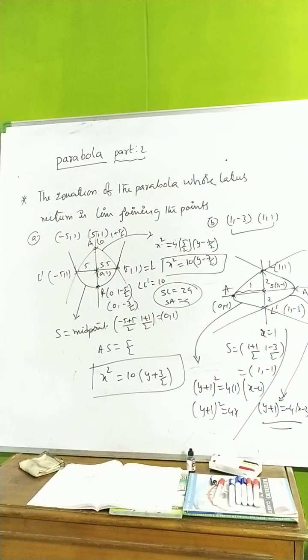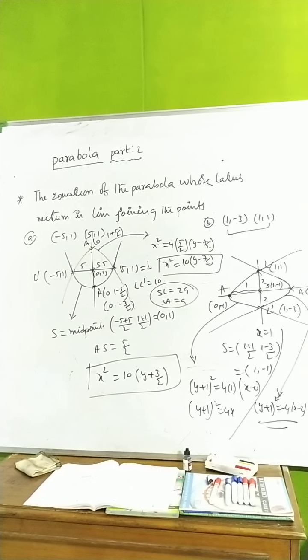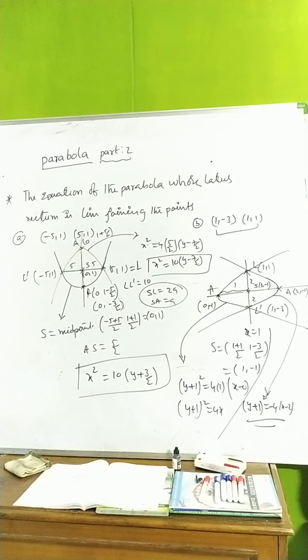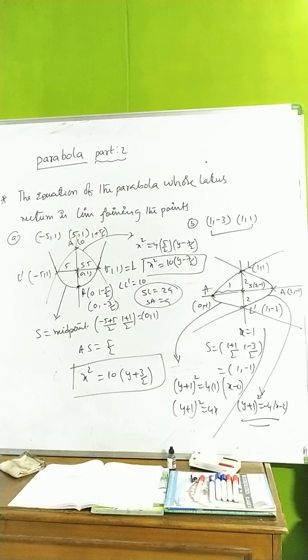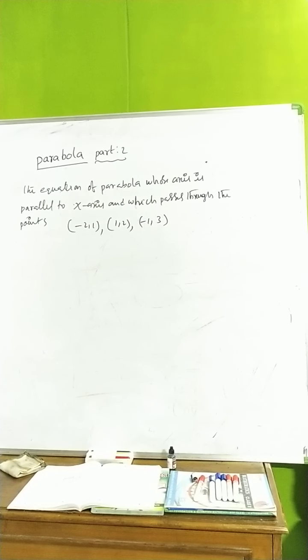Okay, like this. When the vertex and the 2 ends of the latus rectum are given, you have to be careful. You will get 2 answers. Right, you will get 2 answers in this one. In this case, you will get 2 answers, guys. Please remember. Now, you see here one more question.